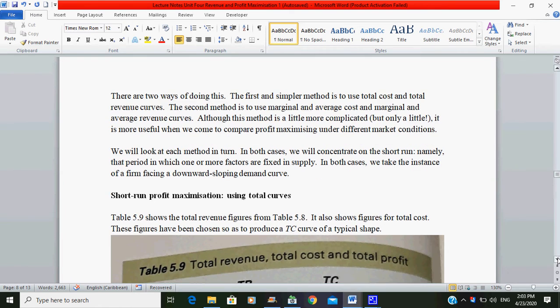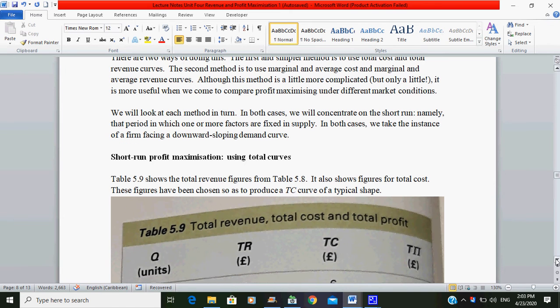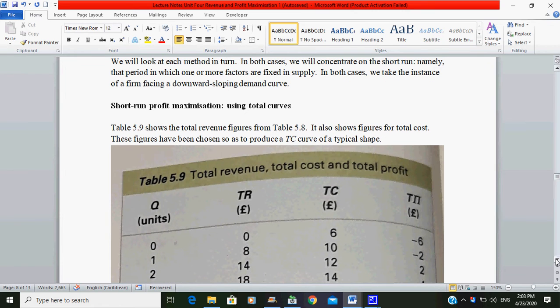In both cases, we will concentrate on the short run, namely that period in which one or more factors are fixed in supply. In both cases, we take the instance of a firm facing a downward sloping demand curve. Now, short run profit maximization using total curves. Table 5.9 shows the total revenue from table 5.8.